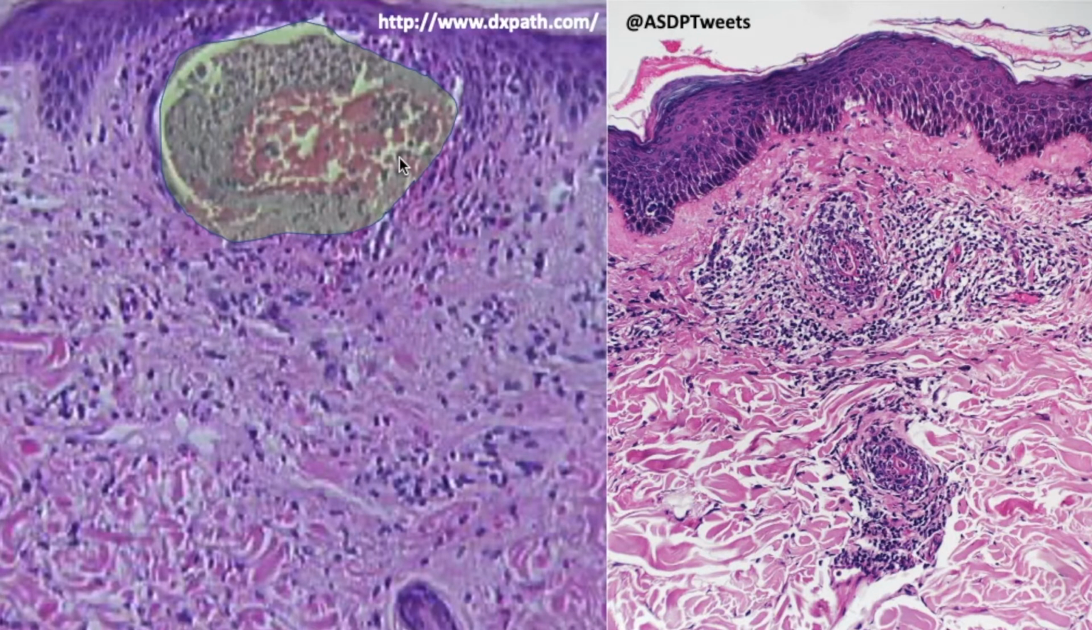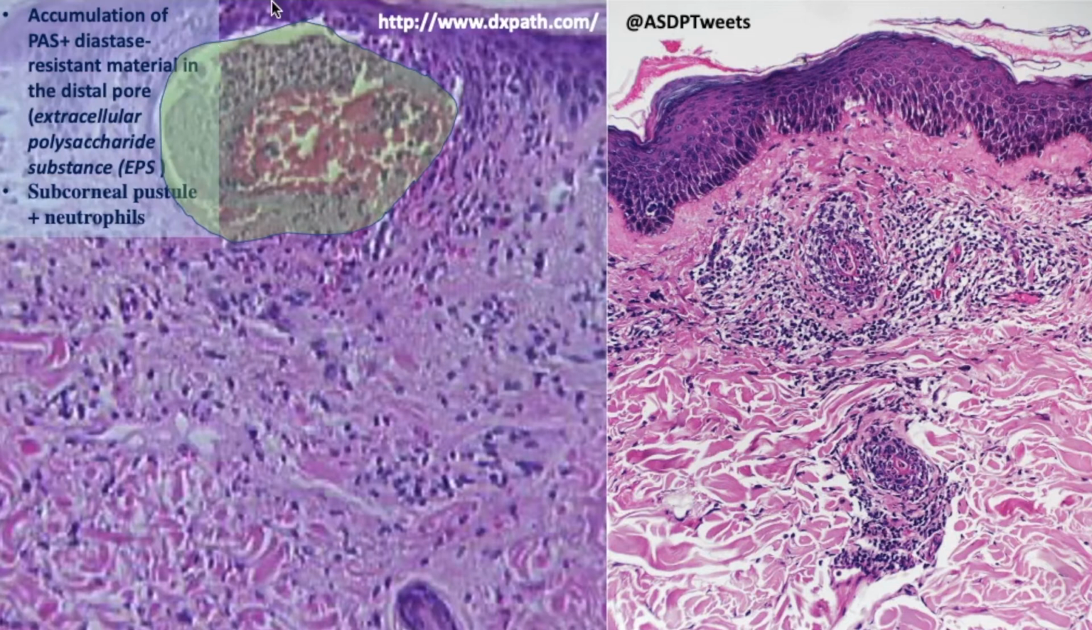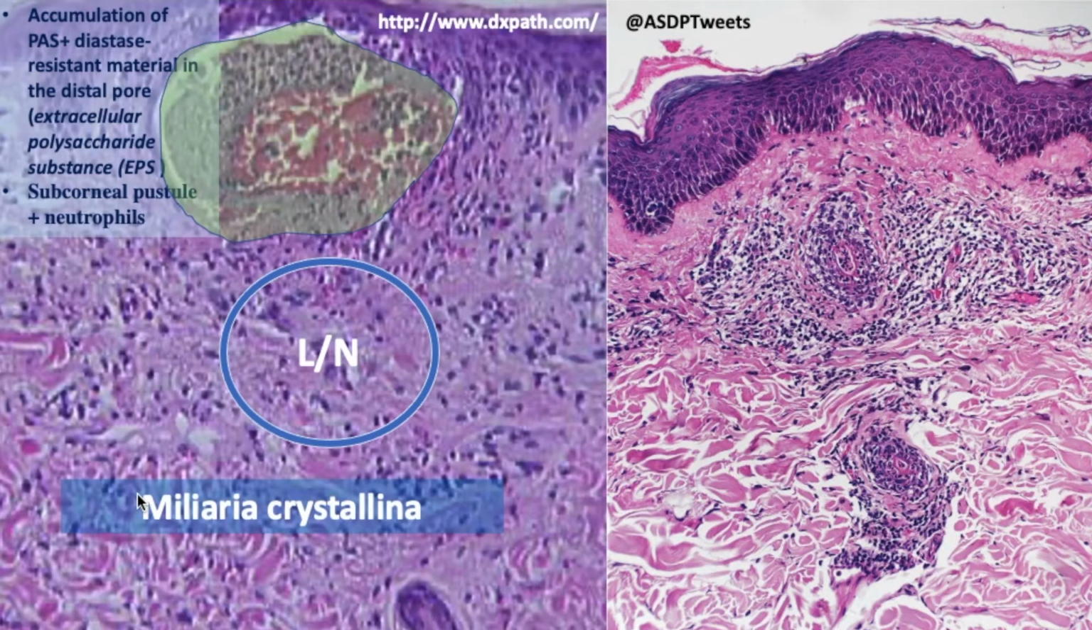So if you see these areas, the vesicle formation will be in the top epidermis. If you do PASD staining, this area will stain very pink because of the EPS, or the extracellular polysaccharide substance, and usually it's a subcorneal pustule filled with neutrophils. If you look into the dermis, you will also see neutrophils along with lymphocytes. So this is Miliaria crystallina.